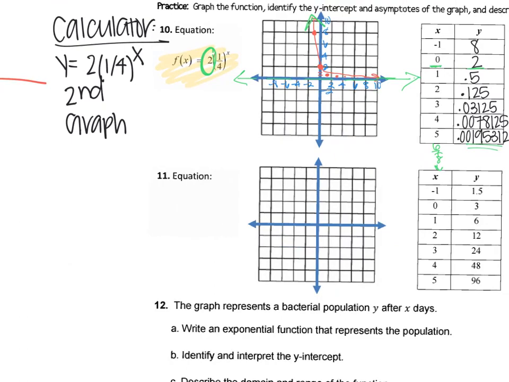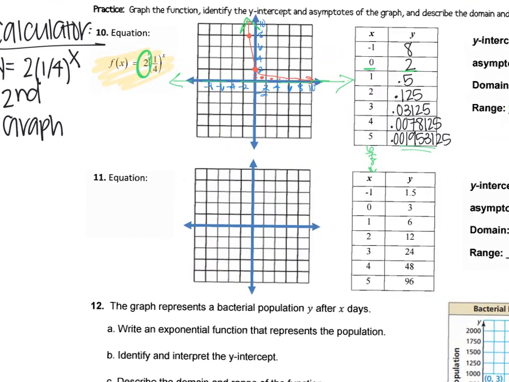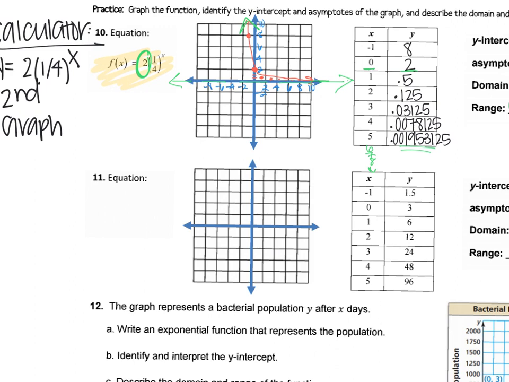Number next. So this time it gives us the graph, and we have to write the equation for it. So first thing, the equation again is y equals a times b to the x power, where a is our y-intercept. And b is the common ratio.